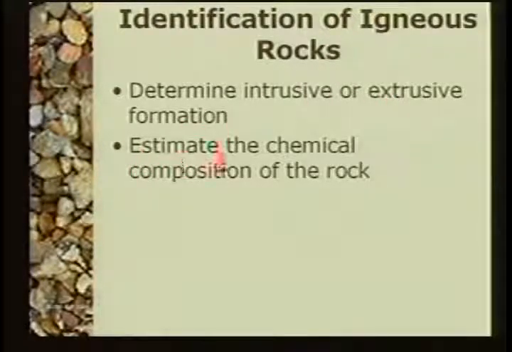After that, we're going to estimate the chemical composition of the rock. Remember the diagram, move from felsic, intermediate, to mafic, and then whether or not you can see the crystals, and you should be able to fairly easily identify what type of igneous rock you have.